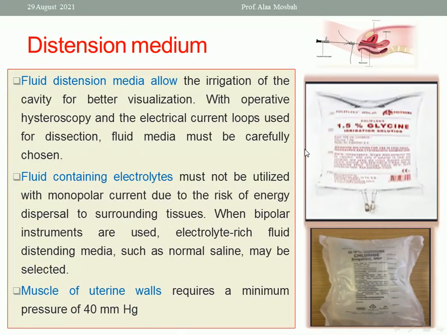So fluid distension media, as in this example, this is 1.5 glycine and this is saline 0.9%. Fluid distension media allow the irrigation of the cavity for better visualization with operative hysteroscopy, and the electrical current loops used for dissection. Fluid medium must be carefully chosen, as I mentioned before. If I'm using monopolar, I'm going to use glycine for sure, not normal saline, if I'm using monopolar electrocautery.